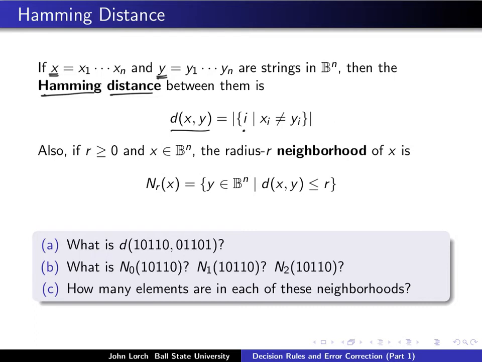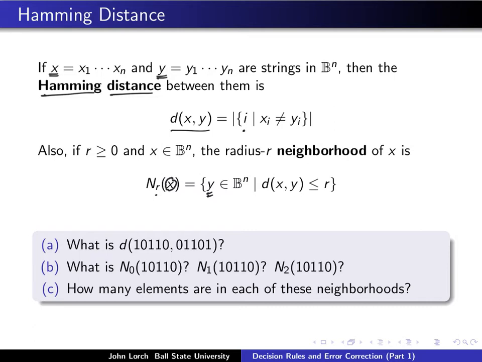Now that we have this Hamming distance in hand, we can make what's called a radius r neighborhood of any given string. So we start with a string x and a number r that's bigger than or equal to 0. And what we do is we identify all of the binary strings of length n that are of distance less than or equal to r from x. So certainly this neighborhood will contain x itself, right?